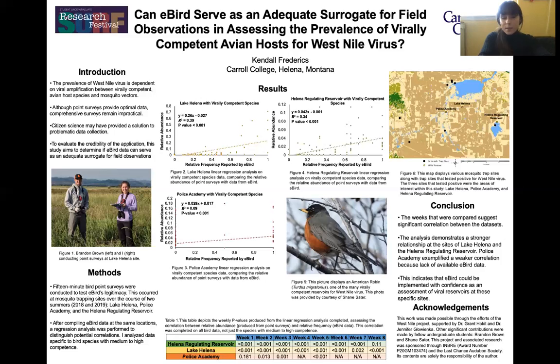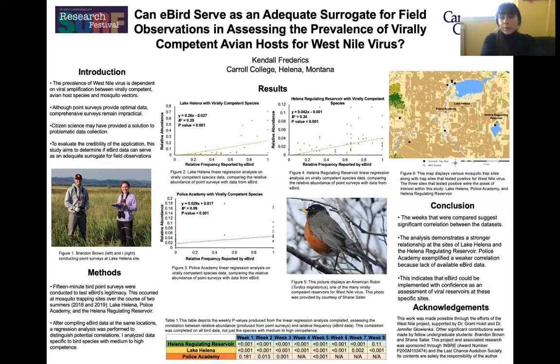So in terms of results, again, I completed regression analyses, and specifically, I compared the relative abundance yielded from my own data with the relative frequency provided from eBird. So as you can see, every site produced significant correlations. However, some revealed stronger relationships. For example, if you look at Lake Helena and the Helena Regulating Reservoir, there was more of a correlation here than what occurred with Police Academy. And if you look at Police Academy, you can see the graph is a little weird, and we believe that this could possibly be due to lack of data.